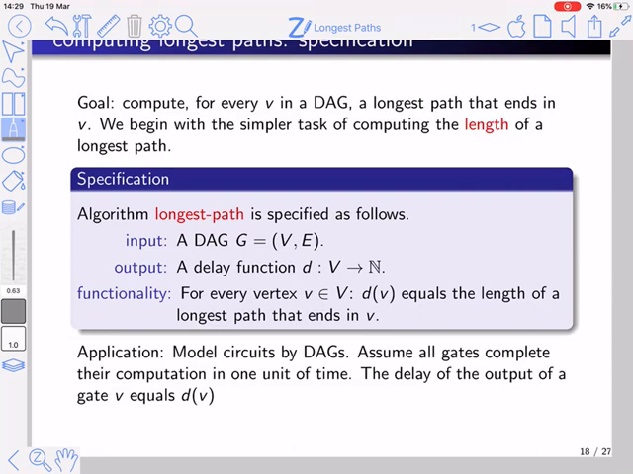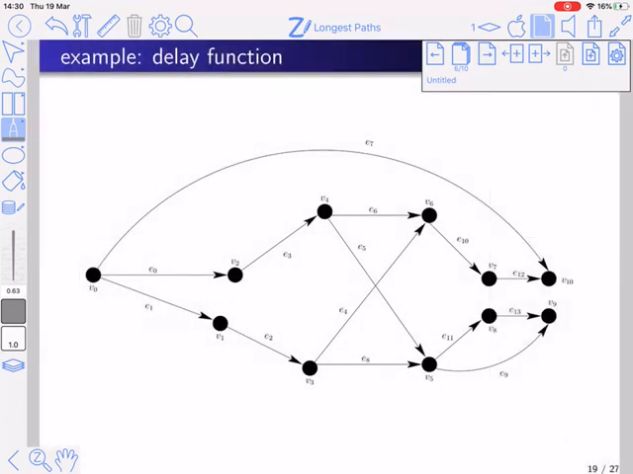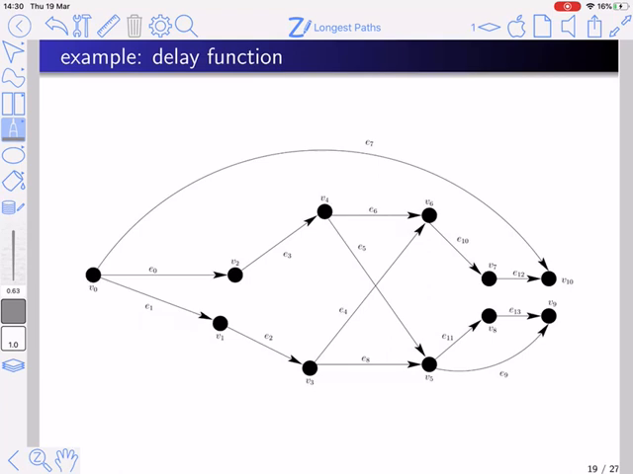Why are we interested in this question? The reason we're interested in this question is we will model combinational circuits by directed acyclic graphs, and then, for example, if we assume that every gate in the circuit has a delay of 1 unit time, then the delay of the output of a gate V would equal d of V. So this would give us a tool for analyzing the timing of a circuit. Let's try to compute the delays of vertices in a directed acyclic graph.